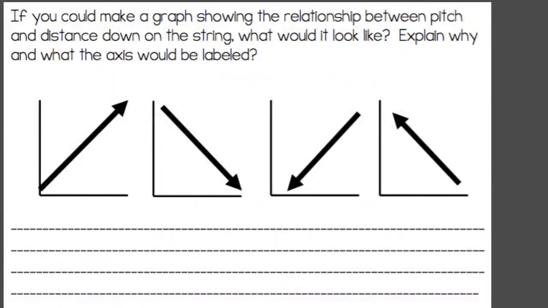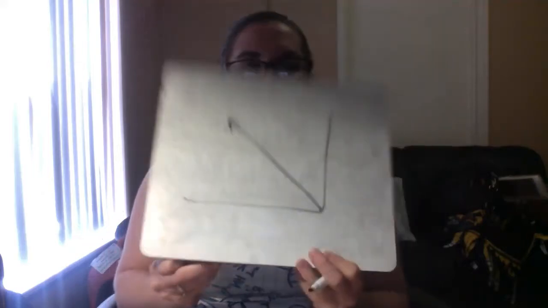If you could show a graph showing the relationship between pitch and distance down the string, what would it look like? Explain why, and what would the axis be labeled? This one is a think question. So let's think about this. My first graph shows an arrow going up, right? Something kind of like this.